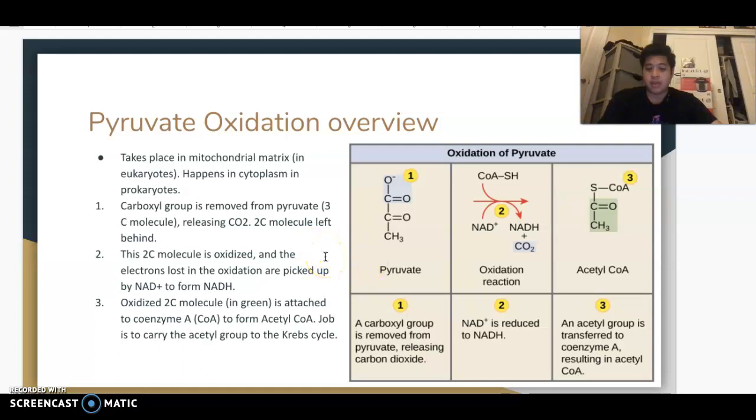This 2-carbon molecule in step 2 is oxidized. If you recall from your chemistry class, oxidation is the loss of electrons, and these electrons are picked up by NAD+ to form NADH, as you can see here. In the third step, the oxidized 2-carbon molecule, which you can see in green here, is attached to coenzyme A, or CoA for short, to form acetyl-CoA. Just for background information, CoA is an organic molecule derived from vitamin B5, and the job of acetyl-CoA is to carry the acetyl group to the Krebs cycle.